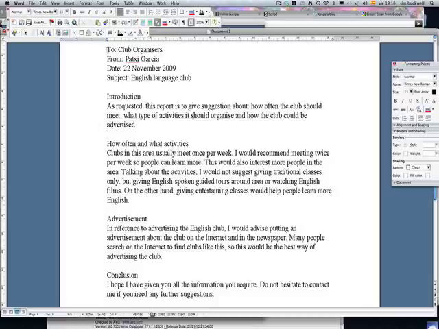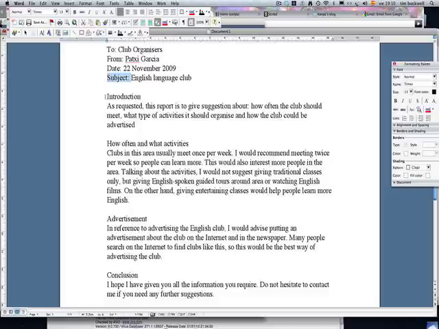You can see with the format we start with this: to, from, date, subject. This is much the same as an email. It's not compulsory, but it's a good idea to show the examiner that you know what a report looks like. So you can do this and it shows that you have clearly written a report.